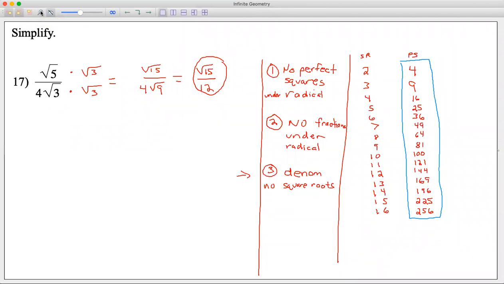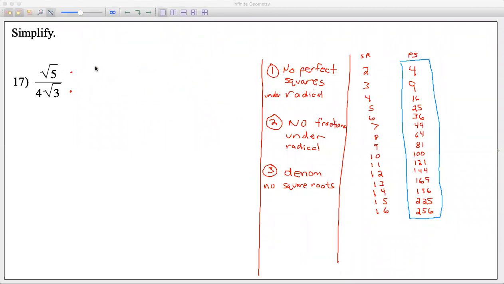I should do this in a different color. Too late. Okay. So all of the division ones, we will have to use all 3 rules. For the multiplication ones and for the simplifying ones, we're just basically following rule 1 and rule 2.